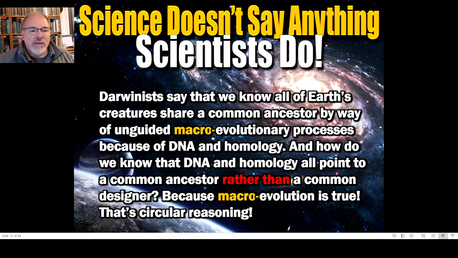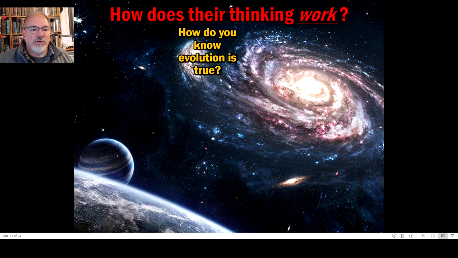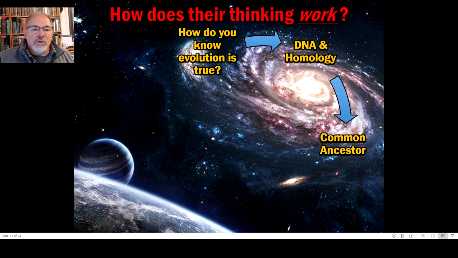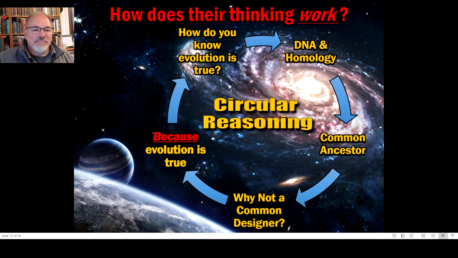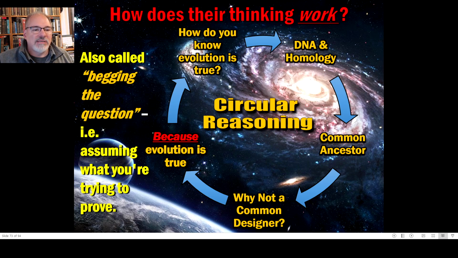And Darwinists say that we know all of Earth's creatures share a common ancestor by way of unguided macroevolutionary processes because of DNA and homology. And how do we know that DNA and homology all point to a common ancestor rather than a common designer? Like, how do we know that it's one and not the other? Well, because macroevolution is true. But that's circular reasoning. Let's take a look. This is how their thinking works. How do you know evolution is true? Well, DNA and homology, which tells us we have a common ancestor. Why not a common designer? Well, because evolution is true. And then we're back to the beginning, which is what? Circular reasoning. This is begging the question, and that's how the cycle goes, unfortunately.